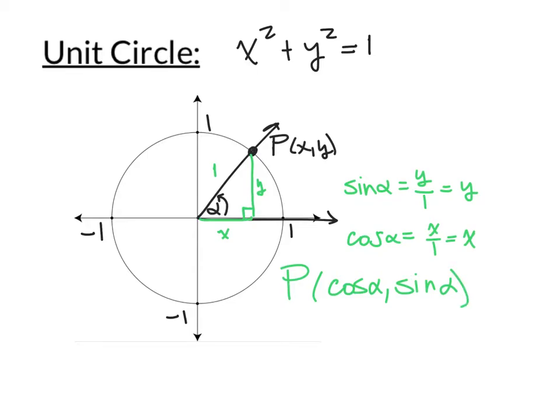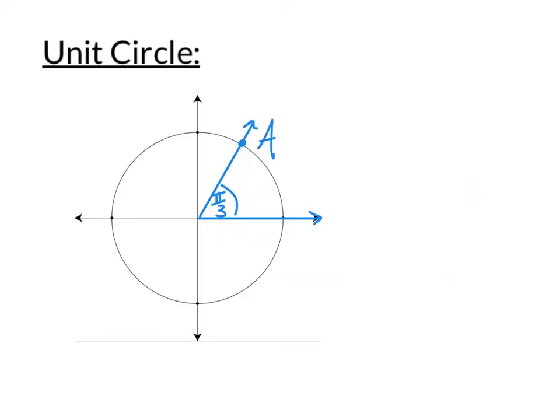So what the theorem is telling us is that if we start with an angle in standard position, it's going to intersect the unit circle at the point cosine, sine. So let's say we have this point A that is the intersection of the unit circle and the position angle of pi over 3. Where is that point? Like, what are the coordinates?